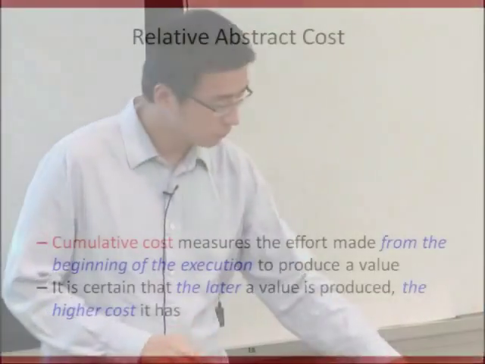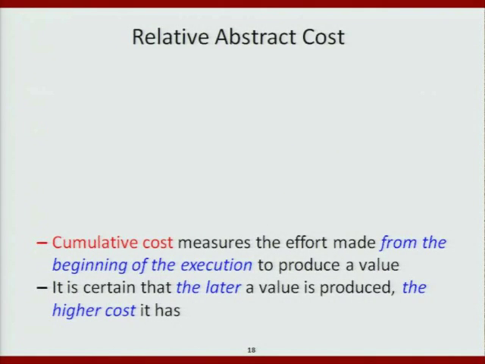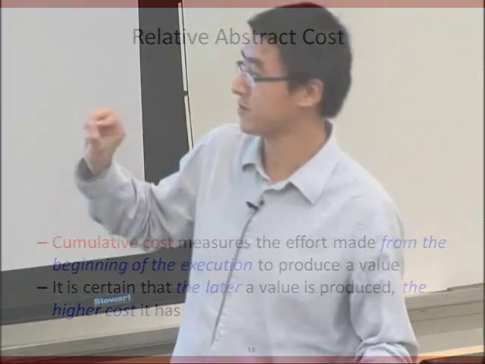All right. So far, all costs that we have talked about are cumulative costs that measure the effort made from the very beginning of the execution to produce a runtime value. However, we found that cumulative cost is not quite useful in helping programmers understand performance problems, because it's almost certain that the value produced later during the execution has a higher cost than the value produced earlier during the execution, right? There doesn't exist a strong correlation between a high cost and a performance problem. So in order to solve the problem, we propose to compute relative cost instead of cumulative cost.